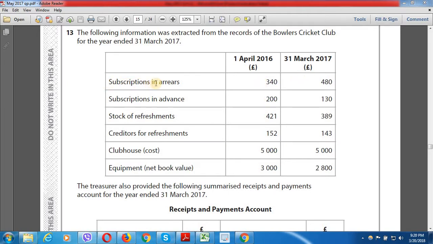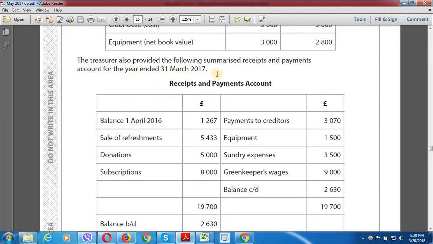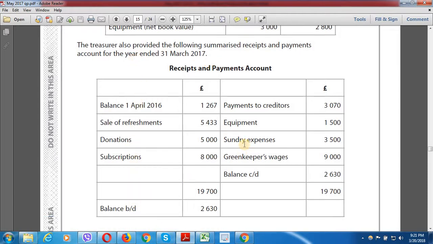First comes subscriptions in arrears, then subscriptions in advance, stock of refreshments, creditors for refreshments, clubhouse cost, equipment, net book value. These are the opening balance of these items and these are the closing balance of these items. The treasurer also provided the following summarized receipts and payments account for the year ended 31st March 2017. This is the receipt side and this is the payments side.